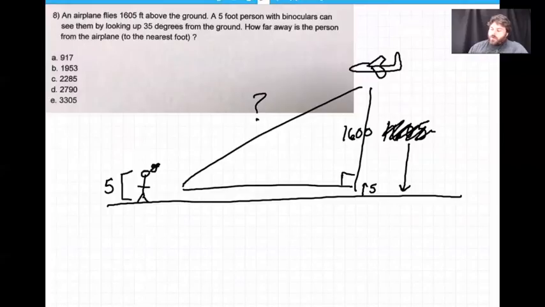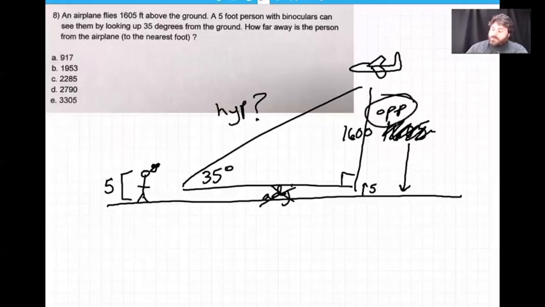Okay, so we're going to deal with that triangle. We know that it's 35 degrees above the ground that they're viewing from. So we have a triangle that we're going to use a trig identity for here. We know the angle, we know the opposite side, we don't know the adjacent, and actually we don't care, but we want to know the hypotenuse.